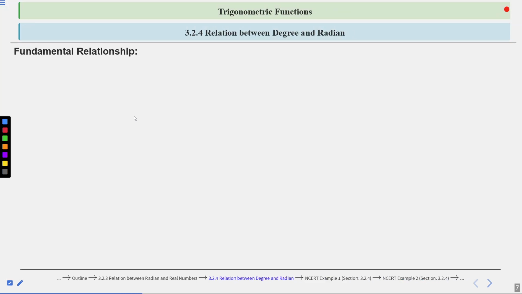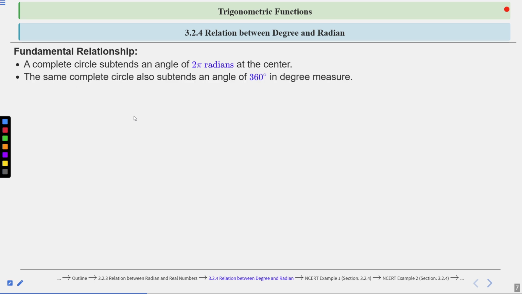Now, fundamental relationship. A complete circle subtends an angle of 2 pi radians at the center. Clear? The same complete circle also subtends an angle of 360 degrees. So one can say that 2 pi is the same as 360 degree measure. Therefore, you have your fundamental relation between radian and degree: 2 pi radian is the same as 360 degrees.